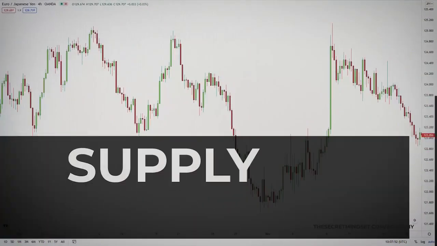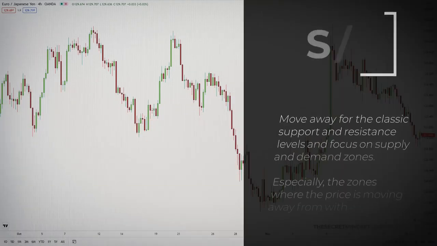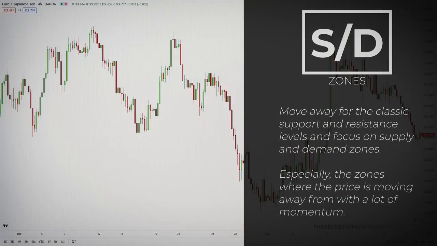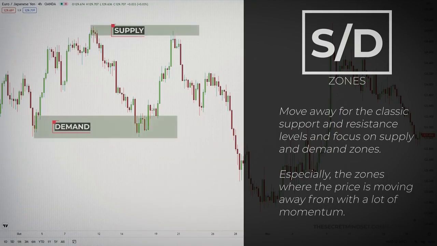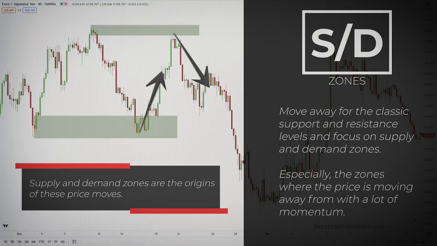Any chart is a sequence of zones where there is supply and demand equilibrium, with supply and demand imbalances in between. If you are used to trading classic support and resistance levels, I advise you to forget about them for a second and focus on supply and demand zones, especially the zones where the price is moving away from with a lot of momentum. Whenever that happens, it's a sign that the balance of supply and demand has shifted in a very substantial way. Supply and demand zones are the origins of these price moves.